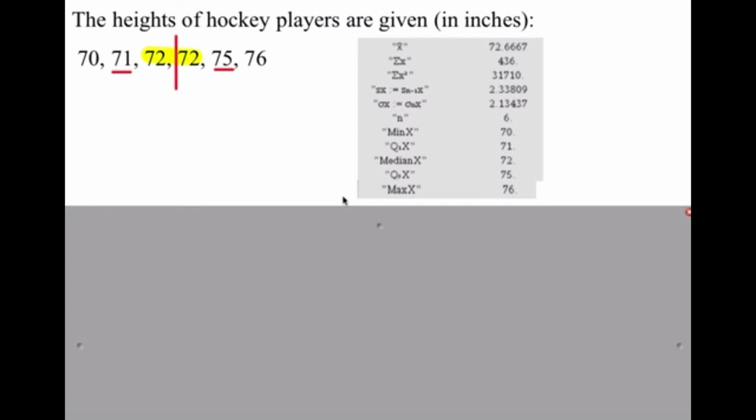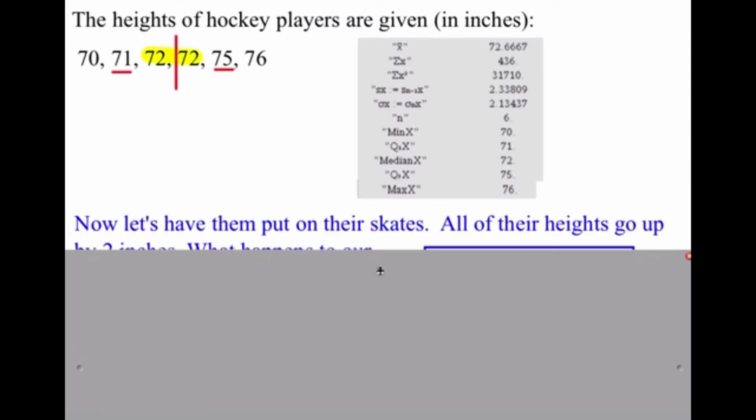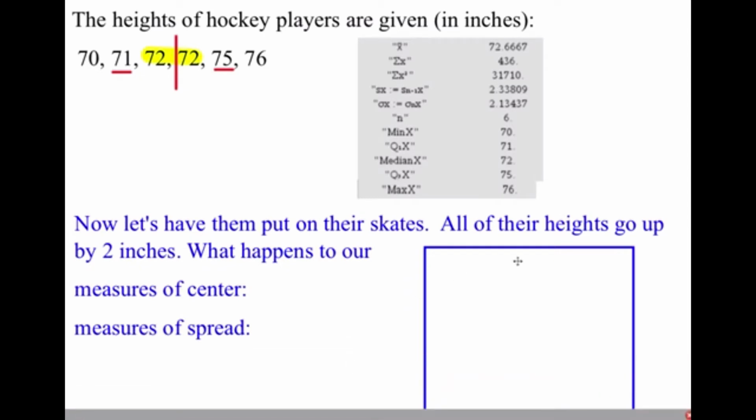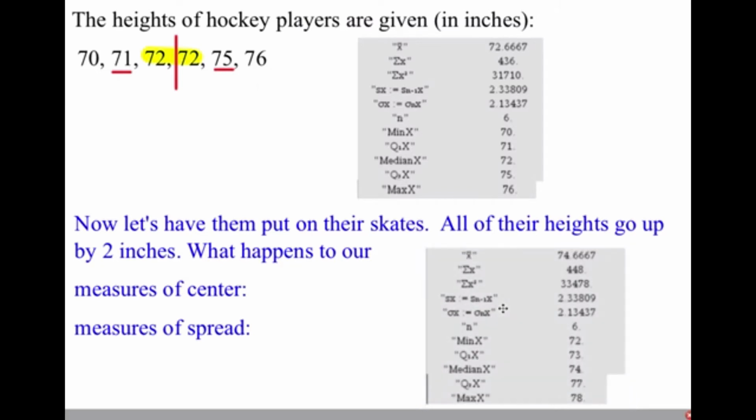Okay, now let's say I decided, oh, actually, I want my hockey players to put their skates on. So if I put their skates on, now all their heights are going to go up by 2 inches. If I make a correction to all these values and add 2 to every single one of them, and then do menu 411, here's what I get.